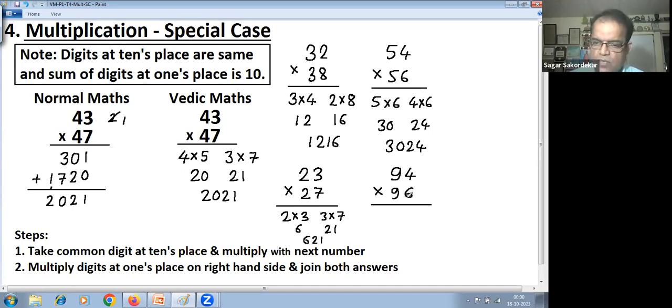94 multiplied by 96. 9 is common. 4 plus 6 is 10. So it satisfies that. 9, next number is 10. Multiply digits at 1's place on the right hand side. This is 90. Multiplying by 10 is very simple. Just add a 0. This is 24. 9024.